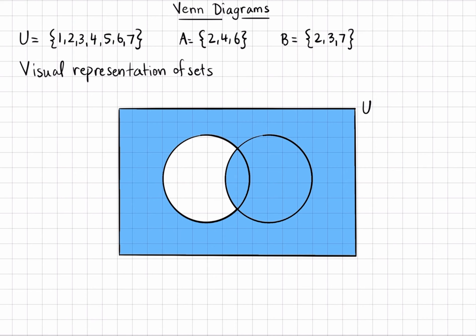Next one looks similar to the previous one, except it's flipped around. All of B is shaded, everything else is shaded except only A. So this would be B, so it's all of B, union A complement.